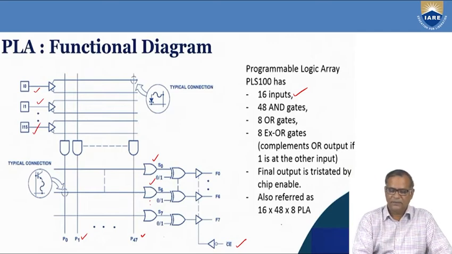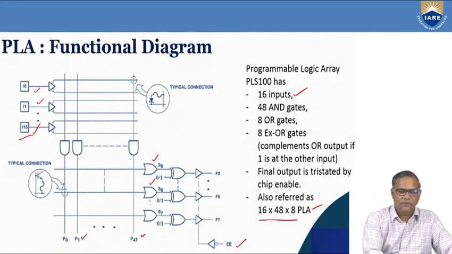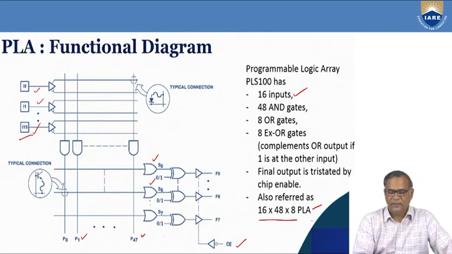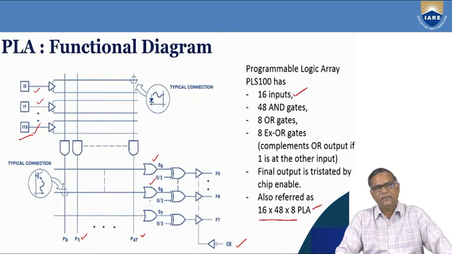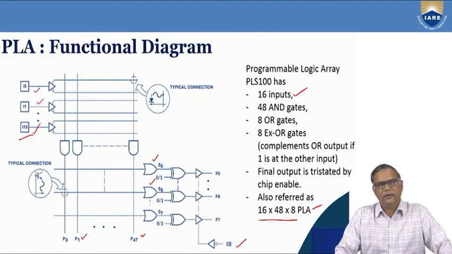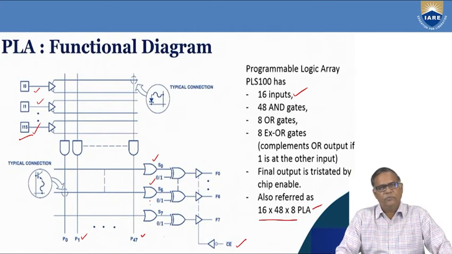So this is also referred to as a 16 into 48 into 8 PLA, because there are 16 inputs, 48 AND gates, and 8 OR gates. The difference is that in a PLA both the AND gates and the OR gates are programmable. That means both the AND plane and the OR plane are programmable. The programmable facility is provided by using fusible links. If you need a connection, the fusible link is not disturbed; otherwise the fusible link is blown out.